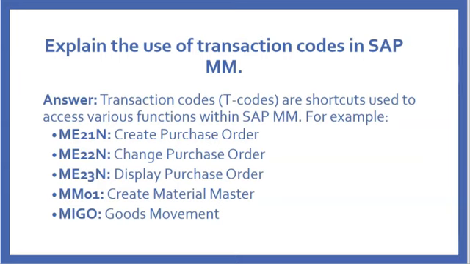Explain the use of transaction codes in SAP-MM. Answer: transaction codes, T-codes, are shortcuts used to access various functions within SAP-MM. For example, ME21N, create purchase order; ME22N, change purchase order; ME23N, display purchase order; MM01, create material master; MIGO, goods movement.